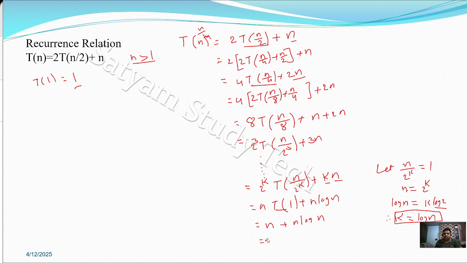So what is the maximum term in these two? This is n, this is n log n. So this is the maximum term. So you can write big O of n log n. So the time complexity of merge sort is big O of n log n. So this is the time complexity of merge sort.